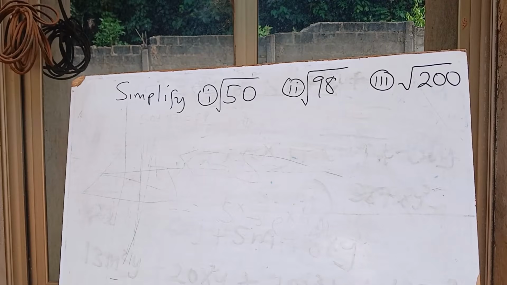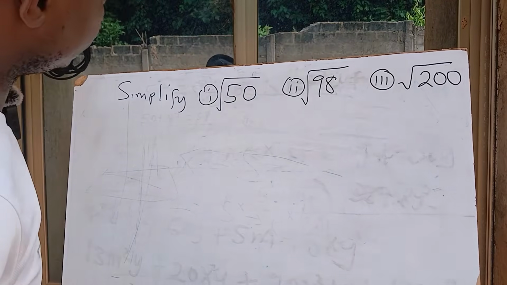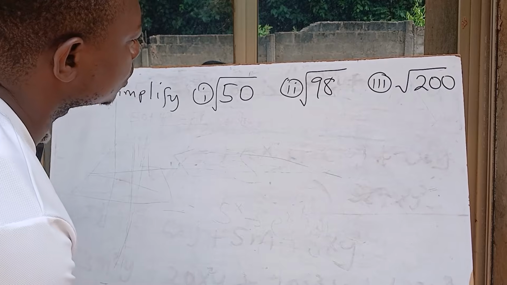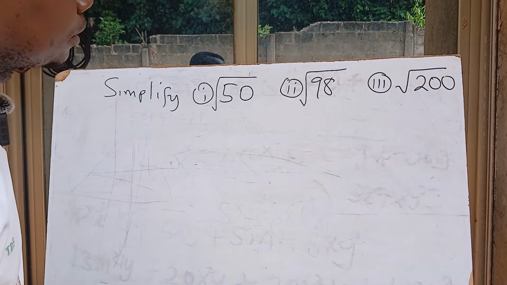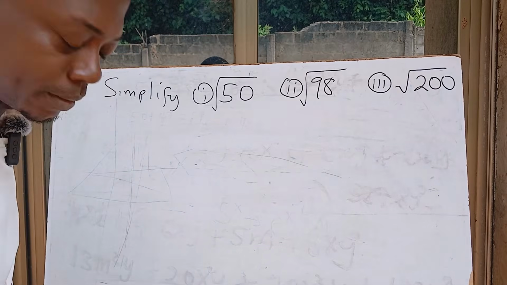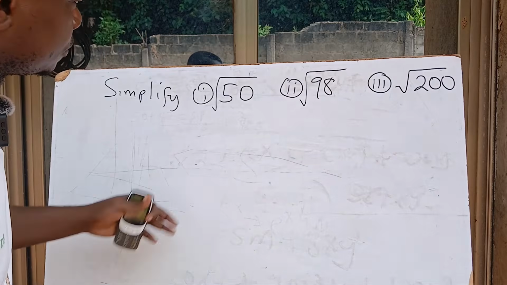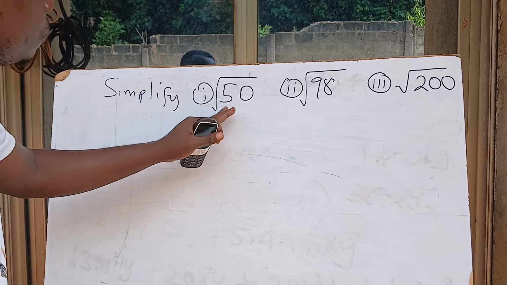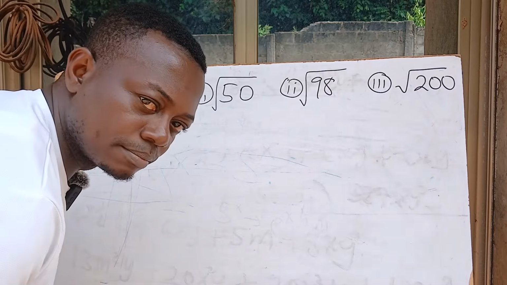Now, when you're asked to simplify the following: square root of 50, square root of 98, and that of 200. When you're asked to simplify, it means you are asked to write the following in their basic form.